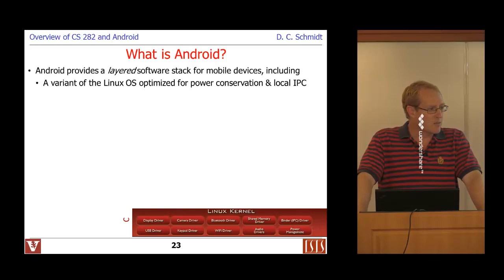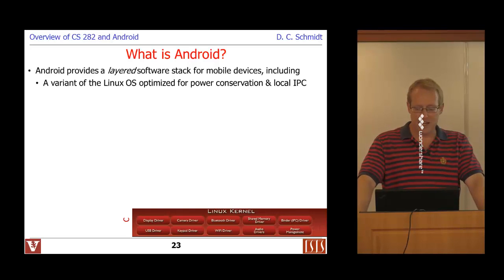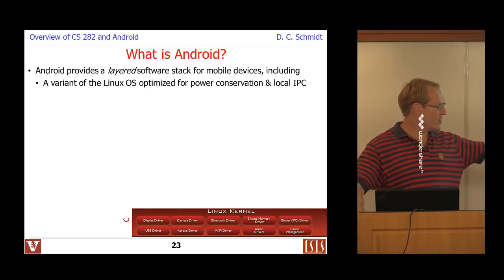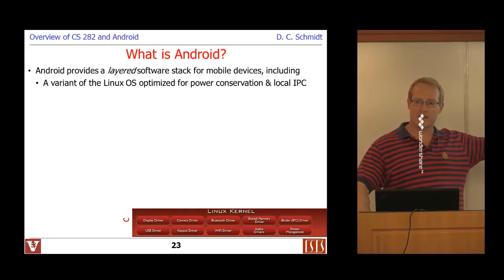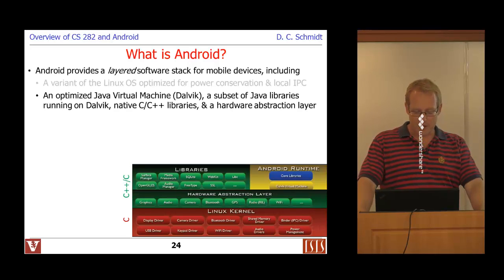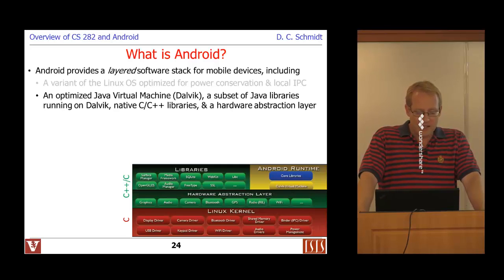So local inter-process communication is a big deal. Power management is a big deal. Trying to reduce footprint is a big deal. And so that's kind of the way that they tweaked Linux in order to work in that environment. And of course, all that code is in C. And you can actually go and download that code and play with it and tweak it and stuff like that. It's all open source.